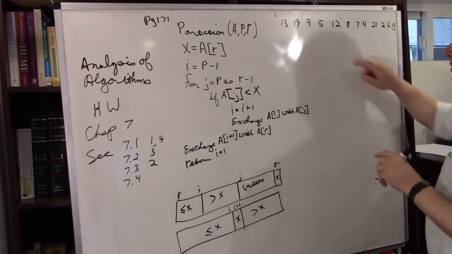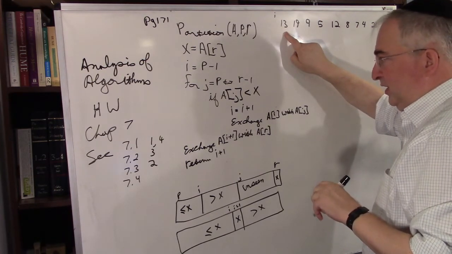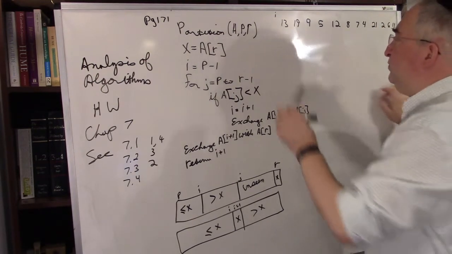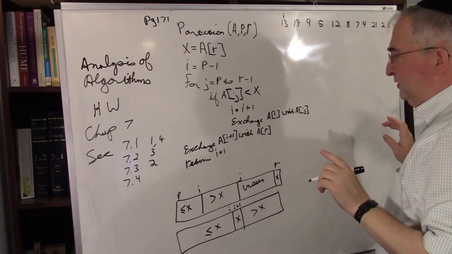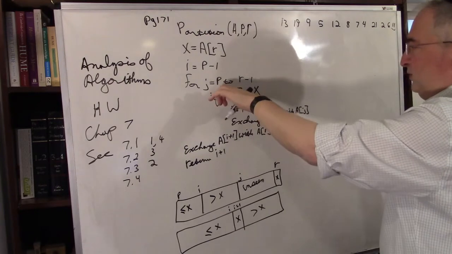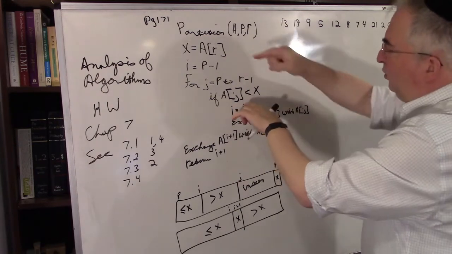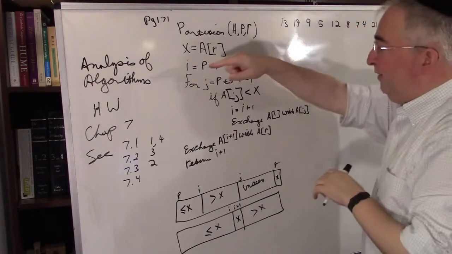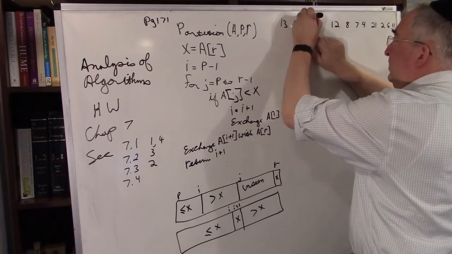So let's do it. 13, is 13 less than x? No, 13 is more than x, so we're going to leave that alone. We keep on going. We want to know where's the first time that something belongs there. So 13 goes there, 19 goes there, 9 goes there. So we're going to get to 9, J is here.